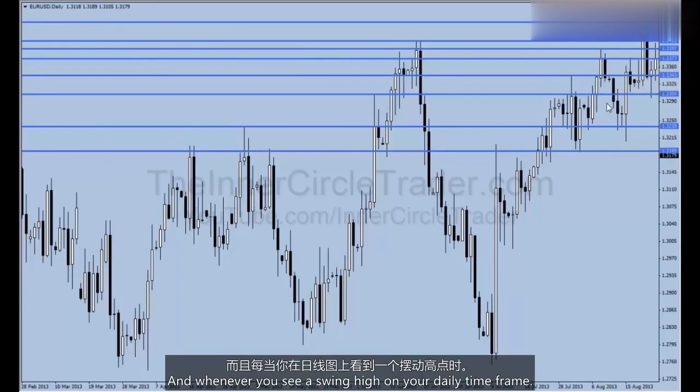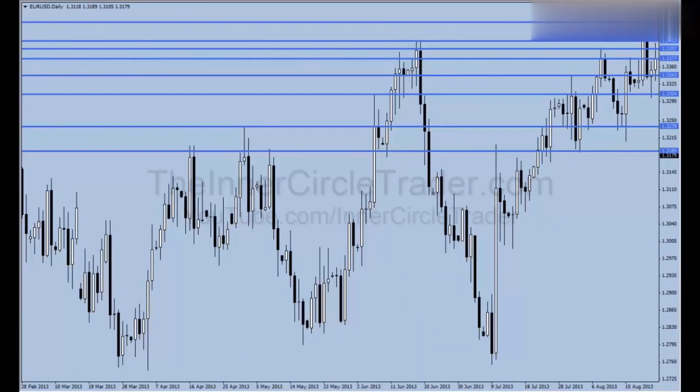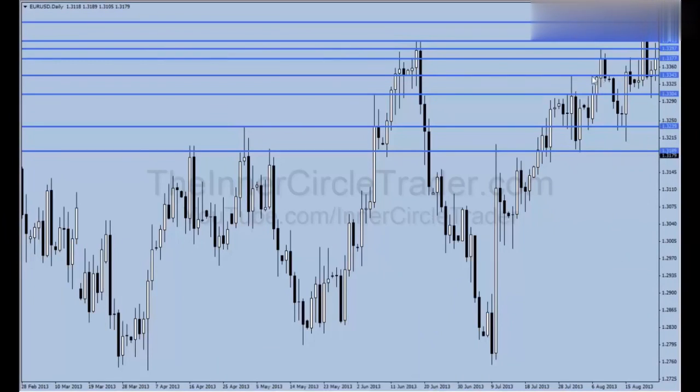Okay, and whenever you see a swing high on your daily time frame, you really, really want to have those data points. Now essentially we have the high here with this horizontal line, and we essentially have the open here with this line, okay, but it was based on this candle here. Now we have to have the low, the low here noted as well.